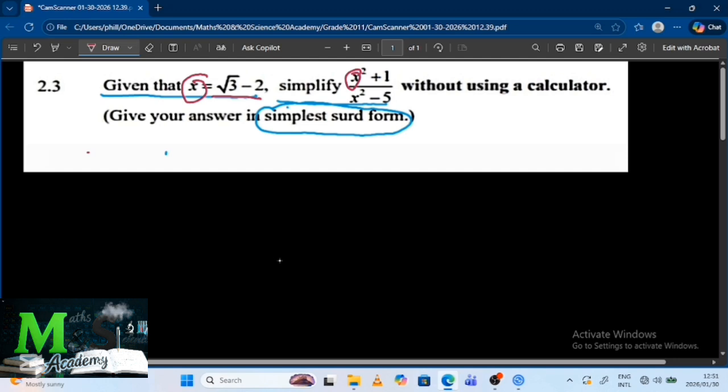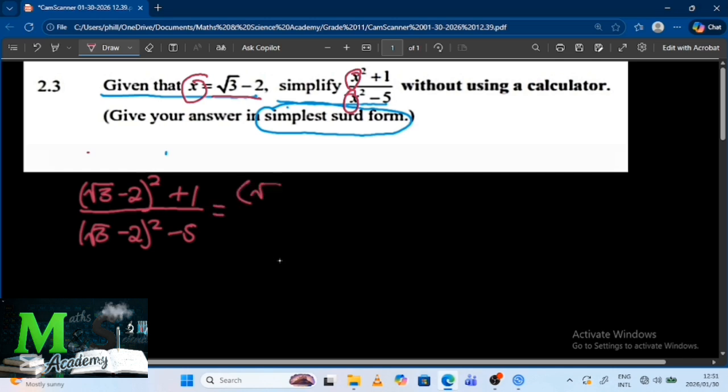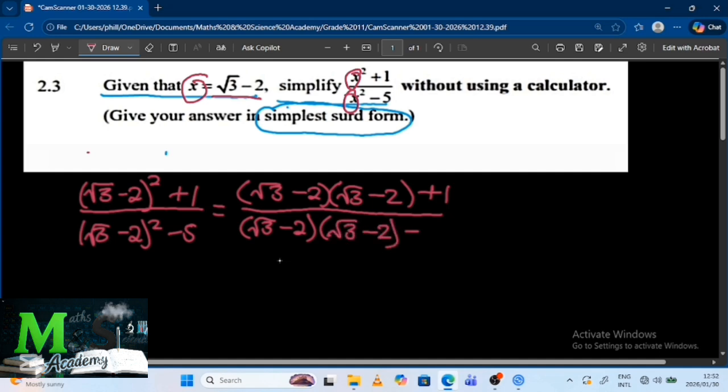you're going to substitute x equals the root of 3 minus 2. So let's go ahead and substitute that, giving us the root of 3 minus 2 all squared plus 1 all over the root of 3 minus 2 all squared minus 5, which is equal to, now we are going to expand the brackets, giving us the root of 3 minus 2 all into the root of 3 minus 2, so it's twice the brackets. Plus 1 all over the root of 3 minus 2, open bracket, the root of 3 minus 2, and then close bracket, minus 5.